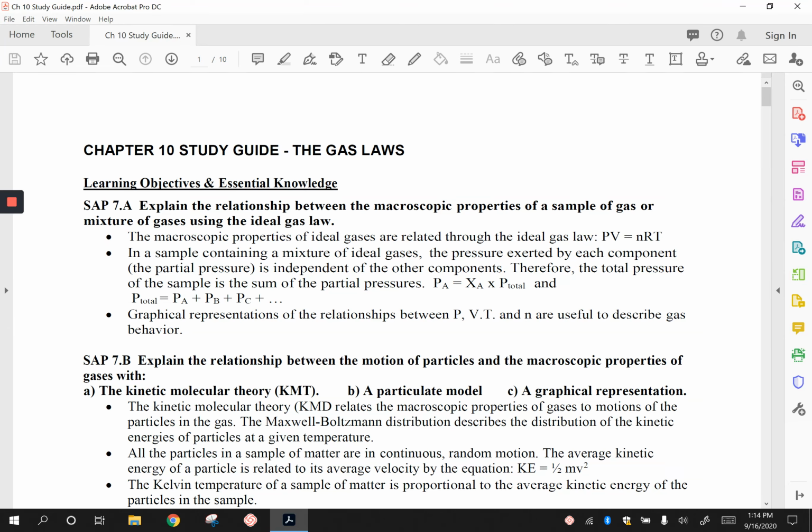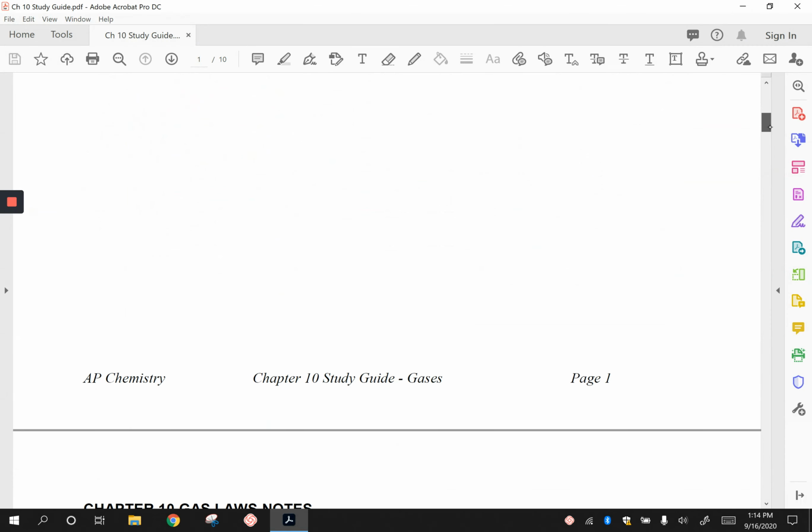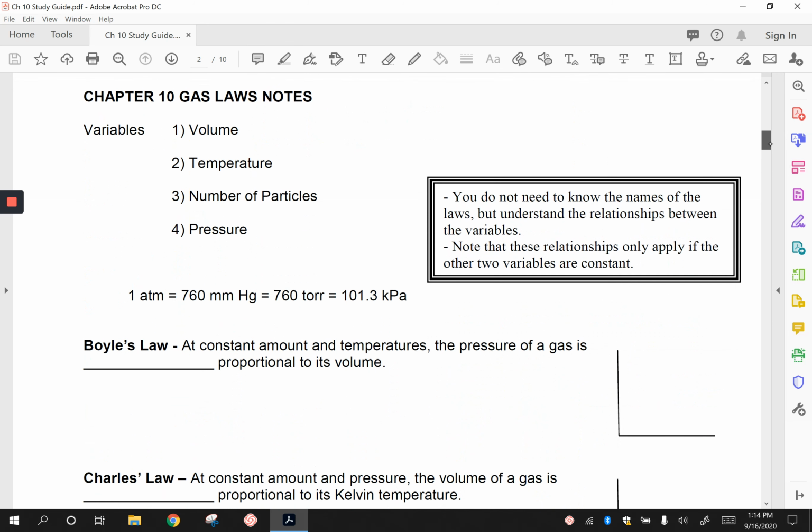Hi guys! Today we're going to talk about Chapter 10, which deals with gas laws. So as always in your study guide, you're going to find your learning objectives. Make sure that you read over those before a test.